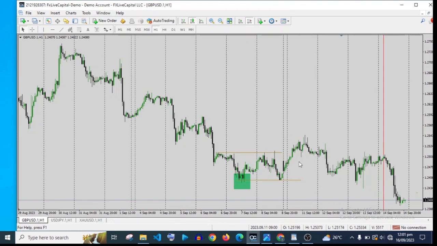In ICT concept, we call it MSS, which is market structure shift. That is what just happened right here. Okay, let me bring this one and move it there. That's what happened right there. And the one that did it is this bullish candle. So now there's a change of character, a shift in market structure.